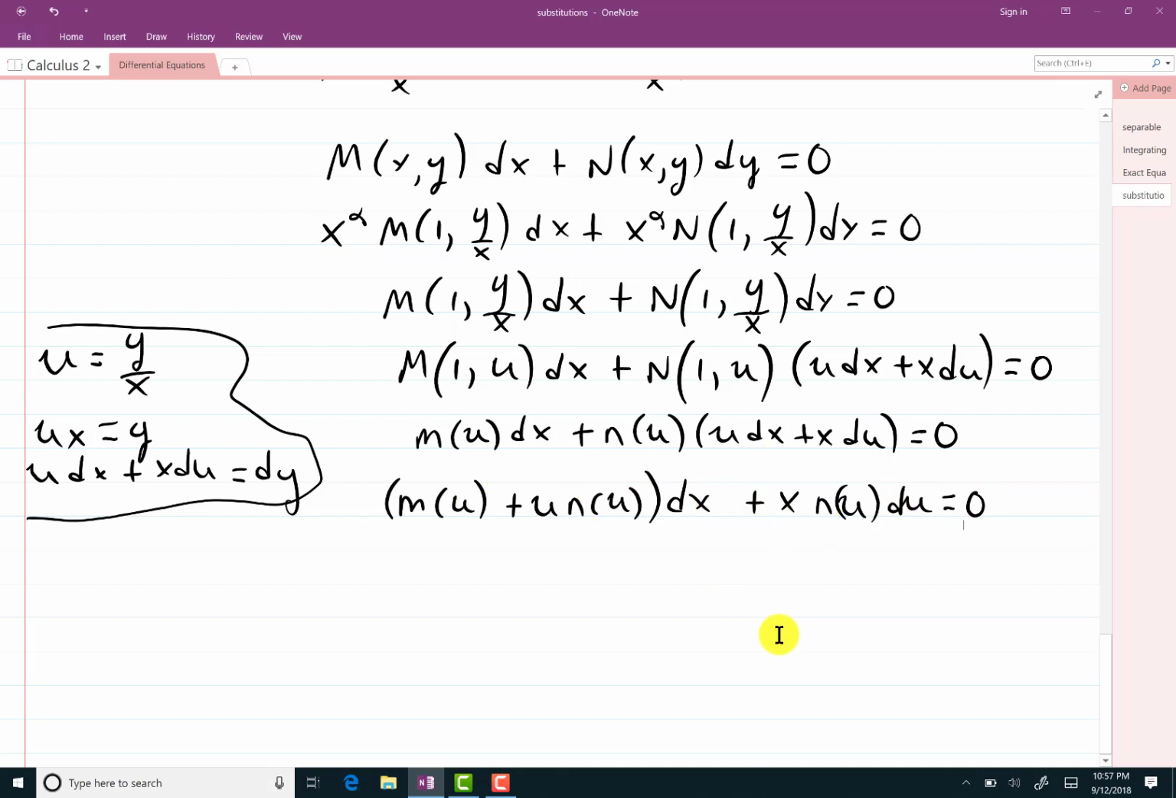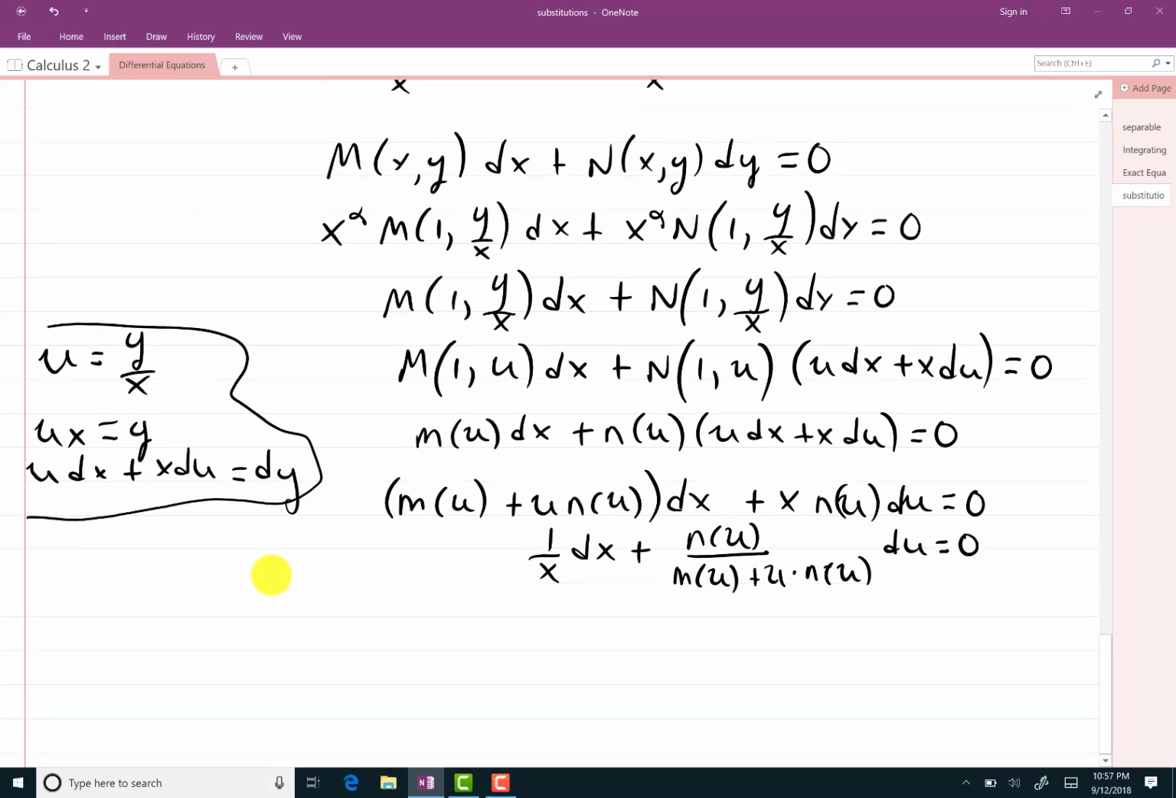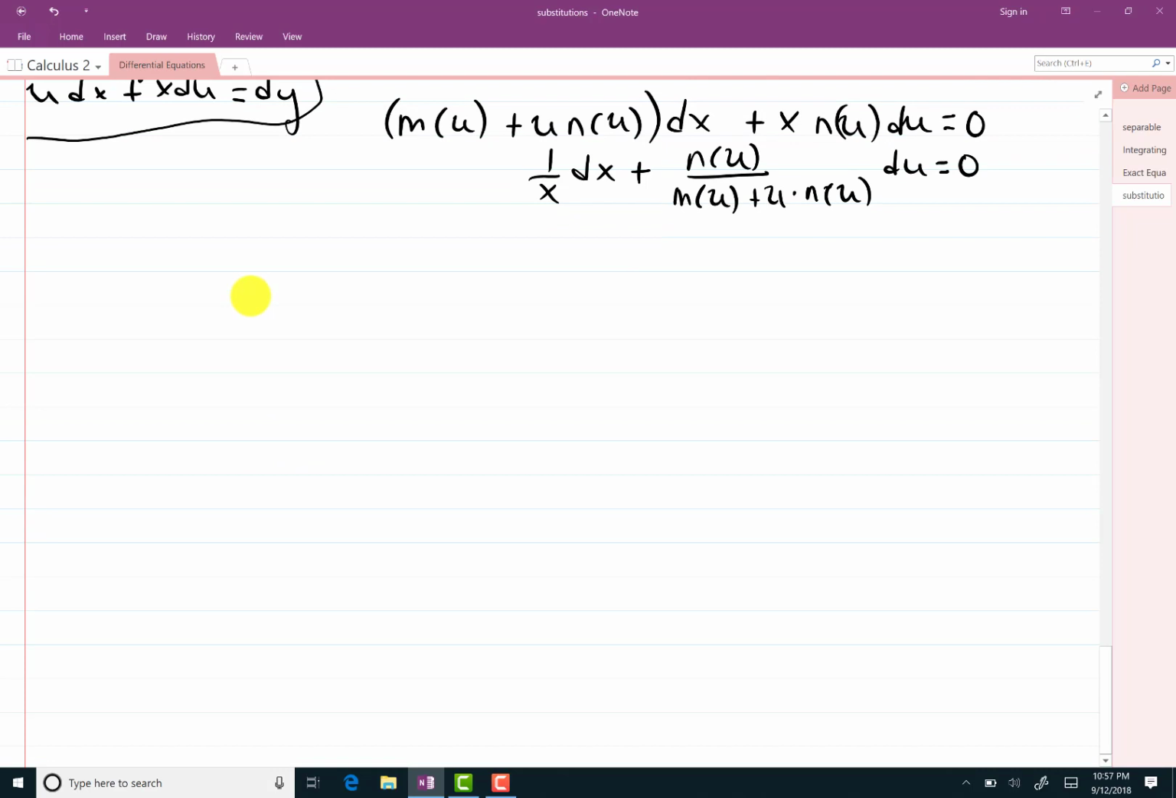Now, can you see it? It's separable now. I could divide by x and also divide by that stuff, and I'll have 1 over x dx plus n of u all over m of u plus u n of u times du equals 0. So there it's completely separated now. So I've taken an equation of who knows how much complexity. As long as I have this stuff going on, I'll be able to make it a separable equation. So let's use that for our next example.